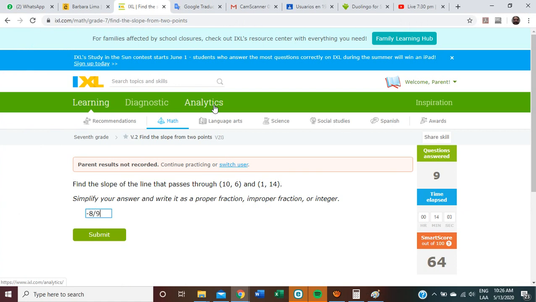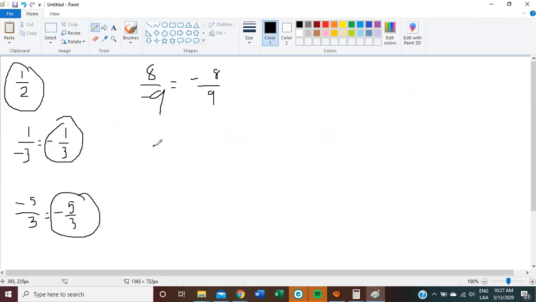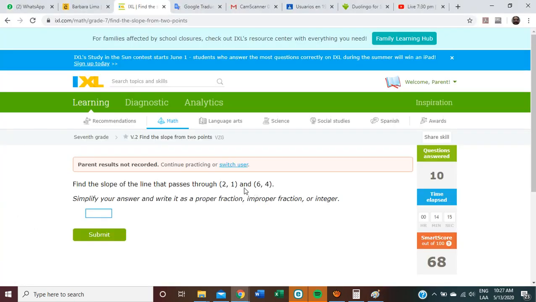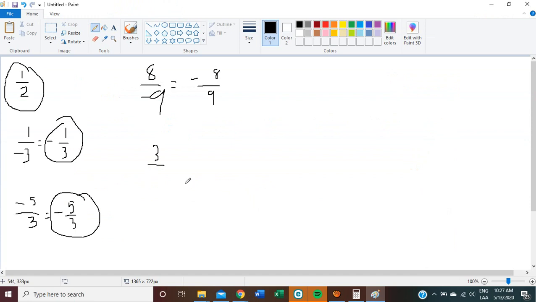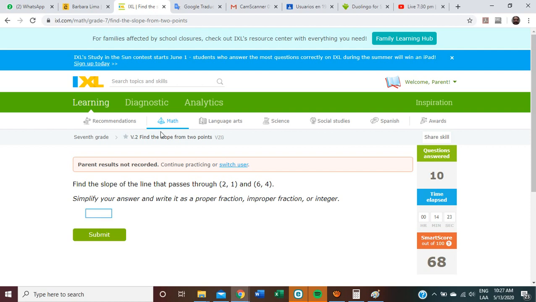Negative 8/9. The last one, because this is the 10th problem, is going to be 4 minus 1 equals 3, divided by 6 minus 2 equals 4. So this is our final answer, 3/4.